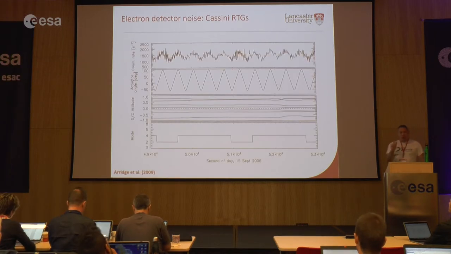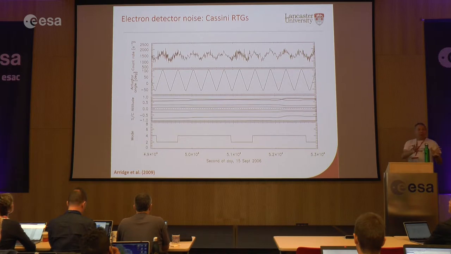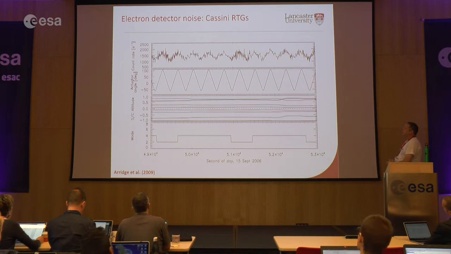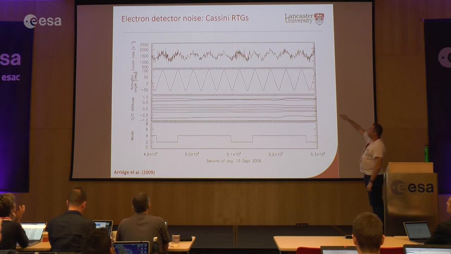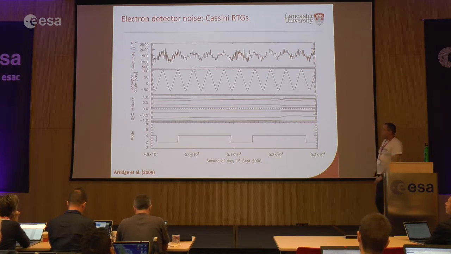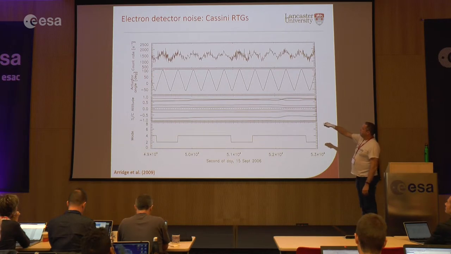So just to actually look at what that might look like in data, this is data from Cassini's electron detector. This is the same instrument that I showed you the spectrogram from. What we're looking at on the top panel is the count rate as a function of time, and you can see it has this sort of quasi-sinusoidal character to it. You can also see that there are periods where it's noisier, and periods where it's more smoothed. You might be able to see that this angle here correlates with that sinusoid at the top.